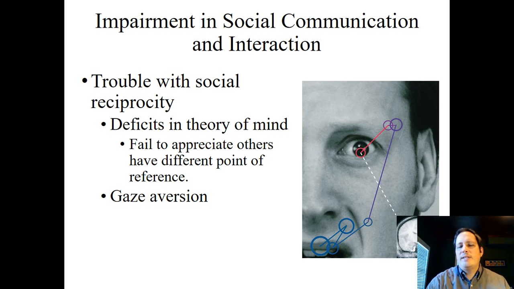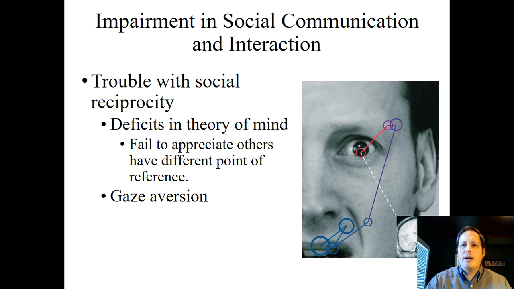And so we see if you can't anticipate that others have different points of reference, you have a real trouble with social relationships, anticipating people, the way people react and such. Some children with more severe autism spectrum disorder may appear to even be missing basic motivation for human contact or attachments. And you may see them do gaze aversion, where they don't make eye contact when they're talking with others.